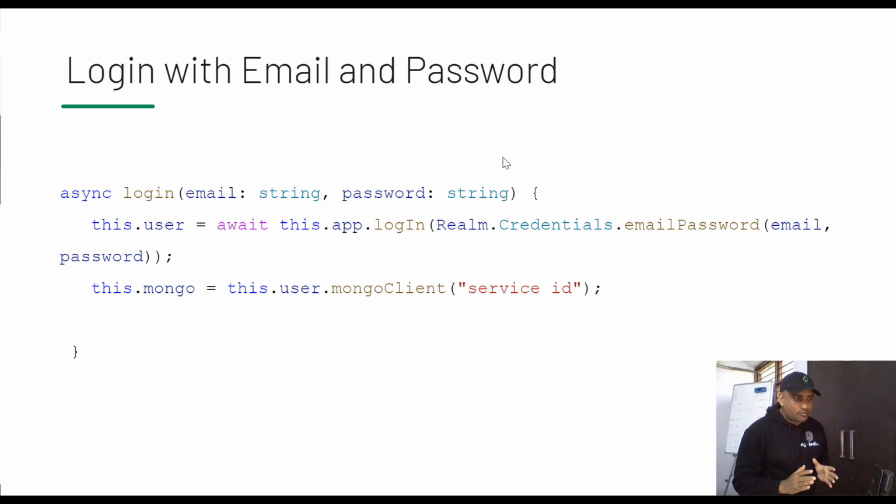So the message I'm trying to give you here is that once we have created a Realm app in Angular, it is just one line of code to log in a user through email and password. Once the user is returned, I'm creating an object of the Mongo client to perform database operations on the data. And there you have to pass the service ID. And I'll show you what the service ID is as well. So this is the code you need to perform the login.